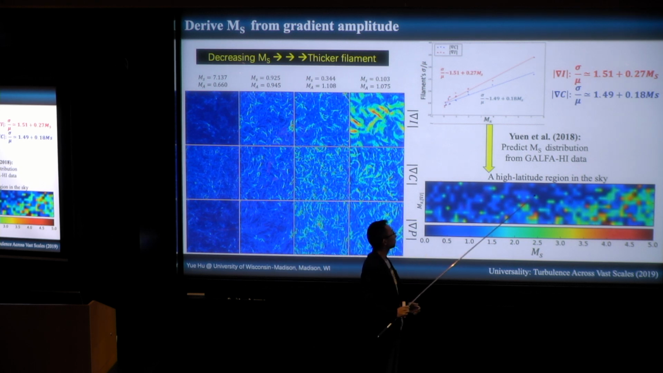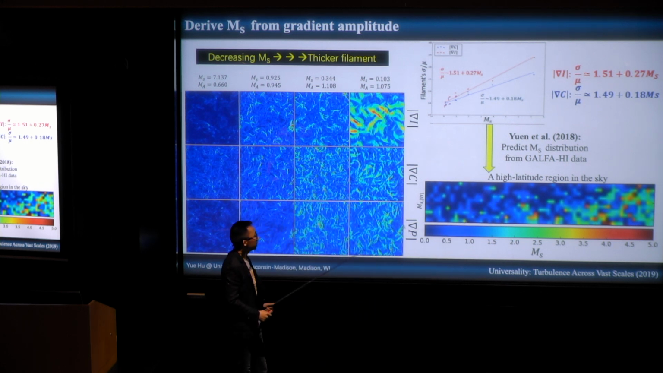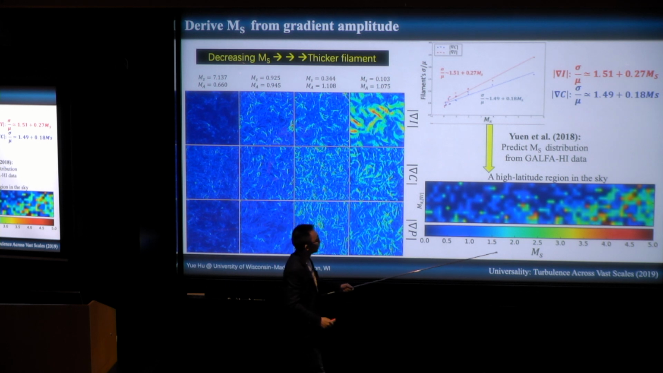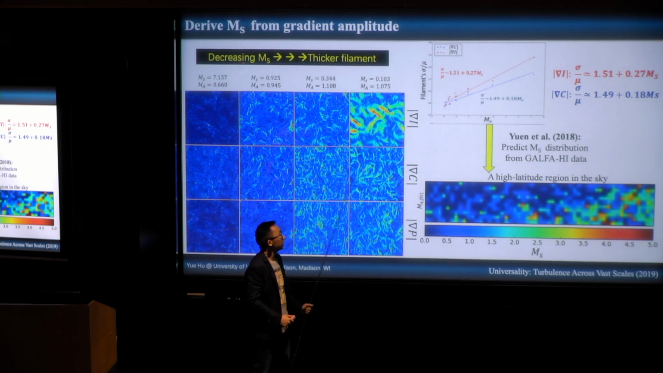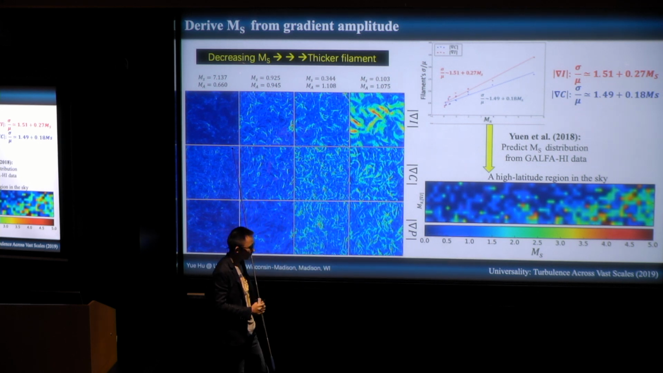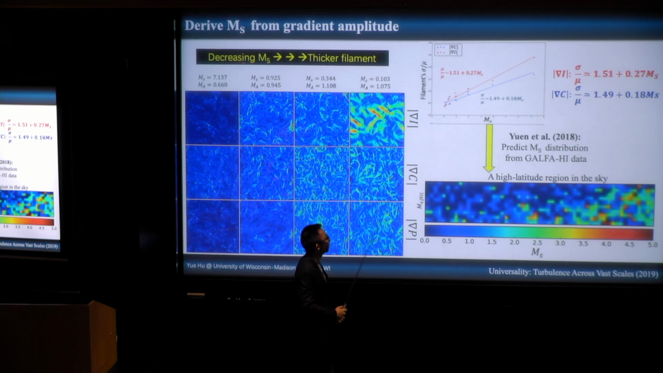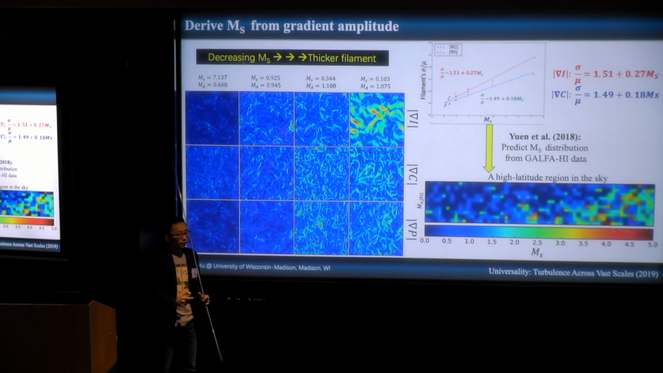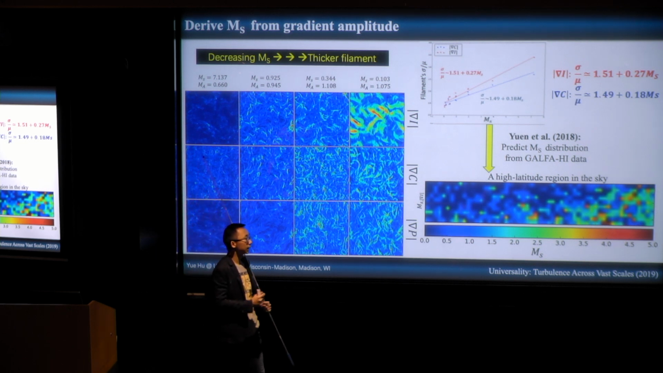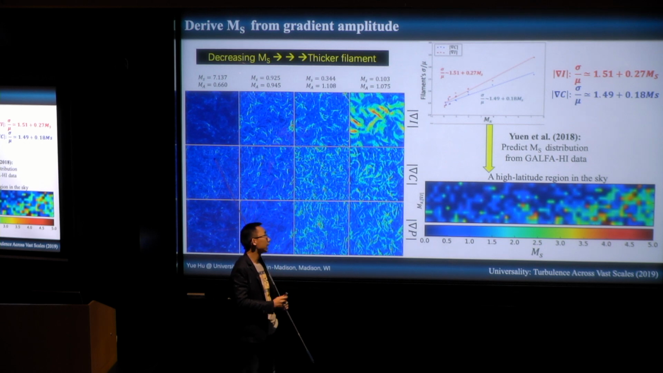Here is an example from the GALFA HI survey, high latitude regions HI data. And our prediction of Ms shows most regions have Ms less than 1. They are subsonic. And this is what we expect for the warm neutral medium in high latitude regions.